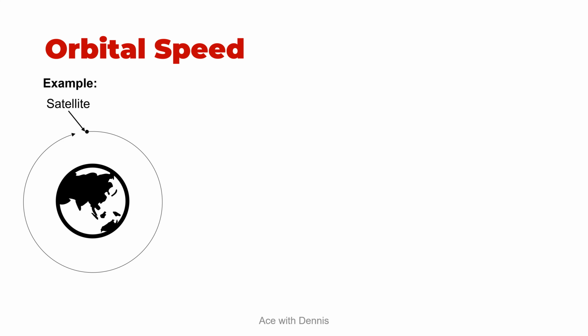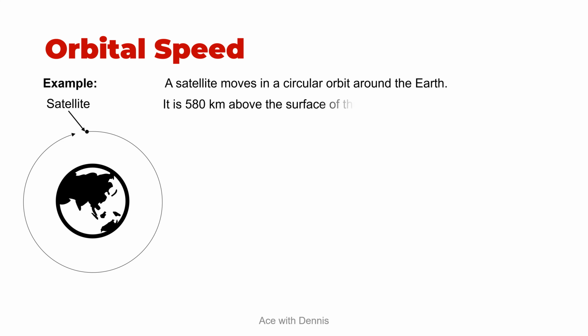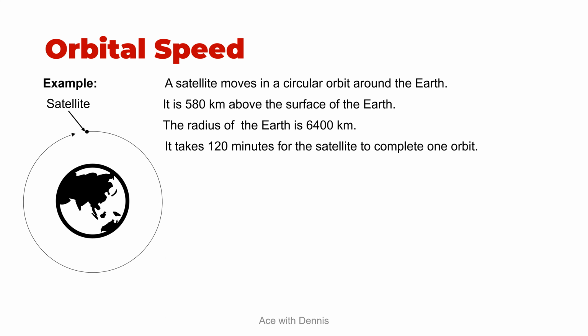Now, let's look at one example about orbital speed. Given this diagram, which is the Earth, and there is a satellite orbiting around the Earth. A satellite moves in a circular orbit around the Earth. It is 580 kilometers above the surface of the Earth. The radius of the Earth is 6,400 kilometers. It takes 120 minutes for the satellite to complete one orbit. Calculate the orbital speed of the satellite in meters per second.